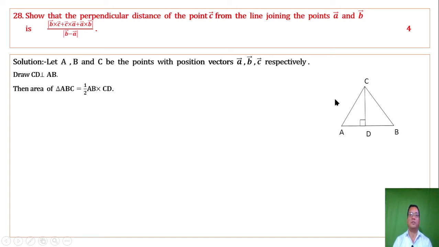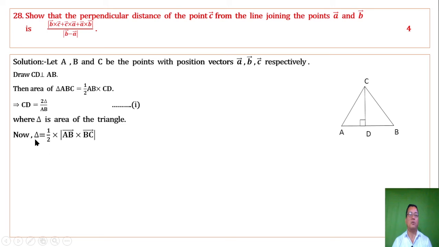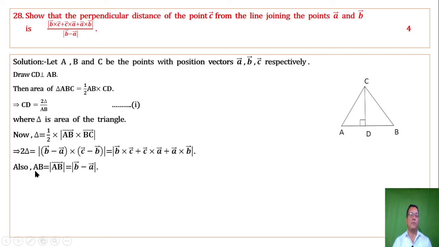Then area of triangle ABC is half base into altitude AB, from which we have CD equal to twice delta, the area of the triangle ABC, by AB, which is equation 1, where delta is the area of the triangle. Now delta equal to half modulus of AB vector cross BC vector, whose respective values give twice delta equal to modulus of b minus a cross c minus b, whose expansion is this. Also, AB equal to magnitude of AB vector, which is equal to modulus of b vector minus a vector. From 1, CD equal to, put the respective values, we have this.